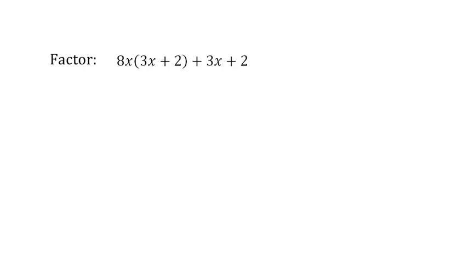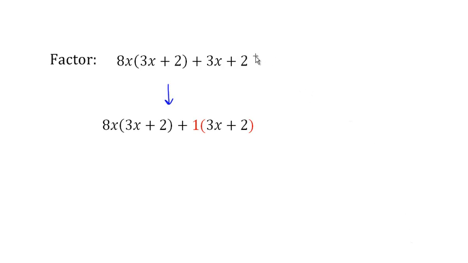Let's now factor another expression. Let's factor 8x times the quantity 3x plus 2, plus 3x plus 2. Now thus far, we've been taking out the greatest common factor as a means for factoring our polynomials. Well, this one, although in disguise, is a very similar example.